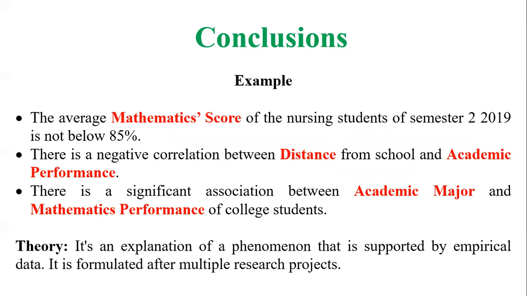Second conclusion, there is a negative correlation between distance from school and academic performance. So therefore, your conclusions agree with that hypothesis. Hypothesis number 3, conclusion number 3, there is a significant association between academic major and mathematics performance of college students. So this third hypothesis was confirmed. So these now could be the 3 answers to the 3 research questions initially posed.